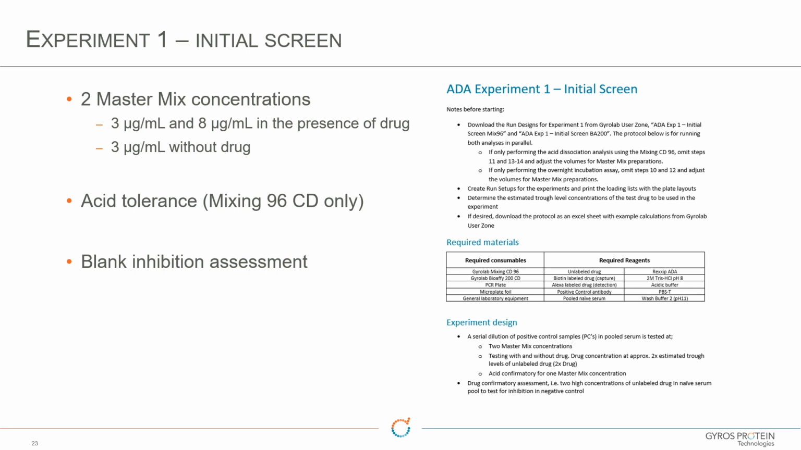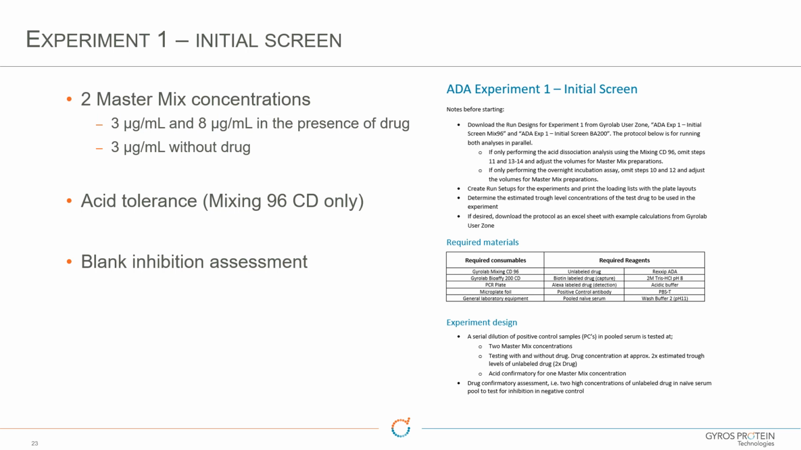The aim of this experiment is to get an early indication of drug tolerance and sensitivity, with and without drug, because in my experience you can develop a great, very sensitive assay, but you don't know how it's going to perform until it's in the presence of drug. There's no point developing a really sensitive assay if, as soon as you add drug, it wipes out sensitivity. So you need to factor in that drug is going to be present in the sample.